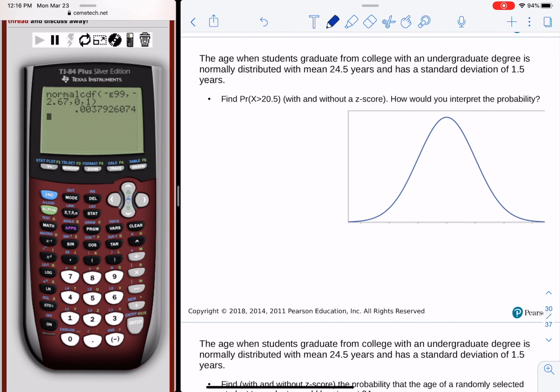Now, we want to find the probability that x is greater than 20.5. So 20.5 is somewhere over here. And we want to find that area.